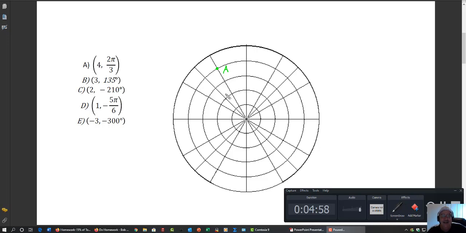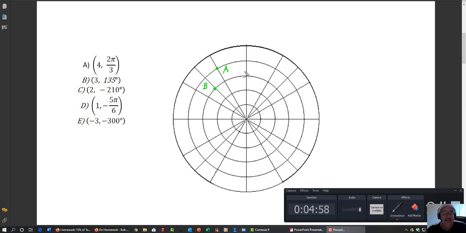Point A. All right, B, 3, 135. So I went degrees on you here. So remember, every 45 is halfway through. 45, 90, 135 is here. Go out 1, 2, 3 circles. So again, knowing that unit circle just continues to be very important in the course.